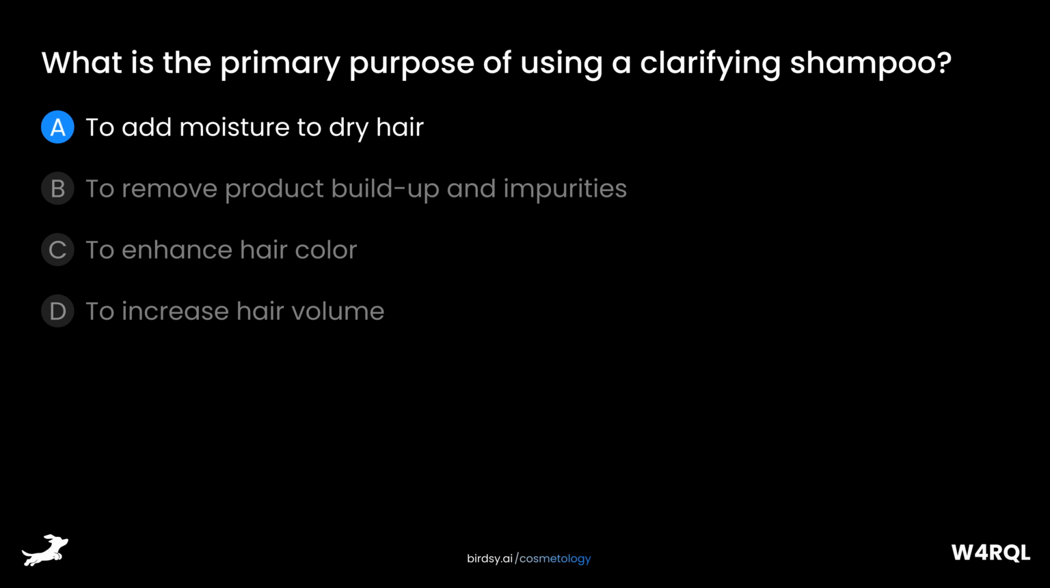Is it A, to add moisture to dry hair? B, to remove product buildup and impurities? C, to enhance hair color? Or D, to increase hair volume? The answer is B, to remove product buildup and impurities.